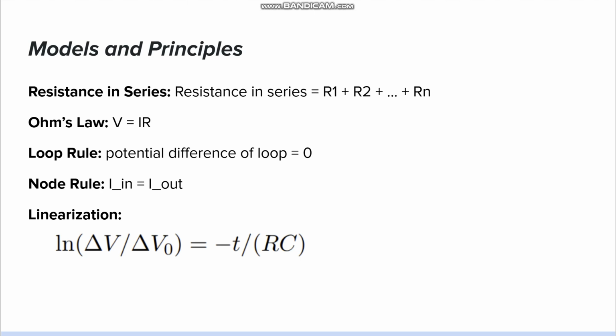Models and principles. The models and principles used in this lab were resistance in series, being equal to R1 plus R2 plus Rn; Ohm's law, which is V equals IR; the loop rule, which is that the potential difference of a loop is equal to 0; the node rule, which is I in equals I out; and the linearization equation seen below.